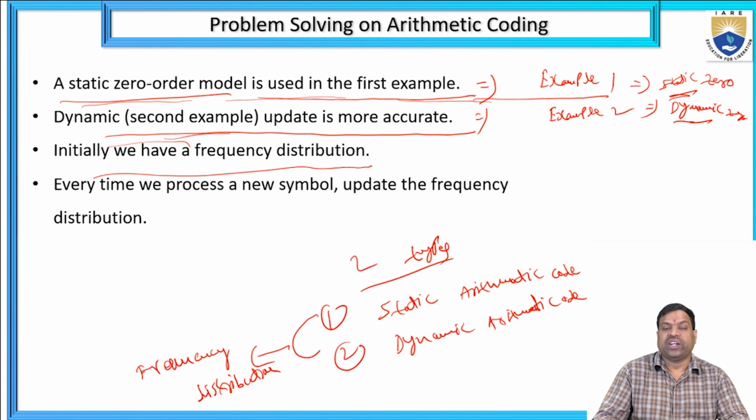There are two types of arithmetic coding: static coding and dynamic coding. In static coding, the zero-order model is used, as in the first example. Dynamic coding is the second example. Initially we have the frequency distribution, and every time we process a new symbol, we update the frequency distribution.